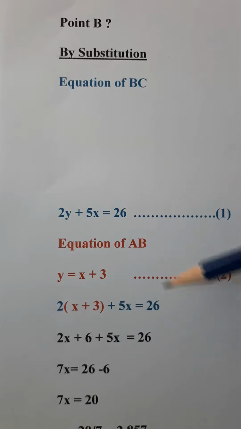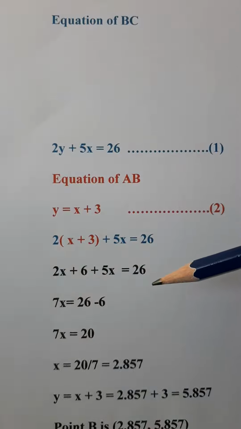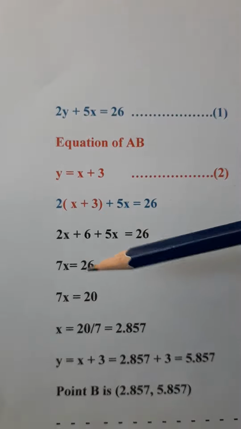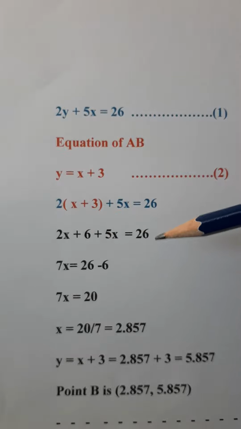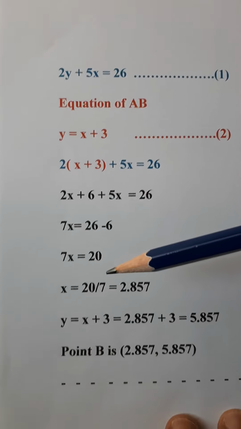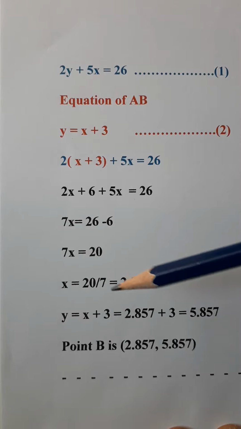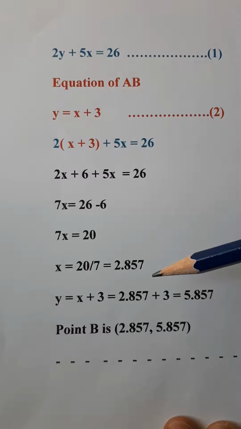After coming here, the only thing we have to do is solve this simple equation. Open the bracket, 2x plus 6 plus 5x equals 26. 2x and 5x become 7x. If you take this 6 to the other side of the equal sign, it becomes minus 6. Then we divide both sides by 7 and we get the x coordinate, up to 3 decimal points, 2.857.